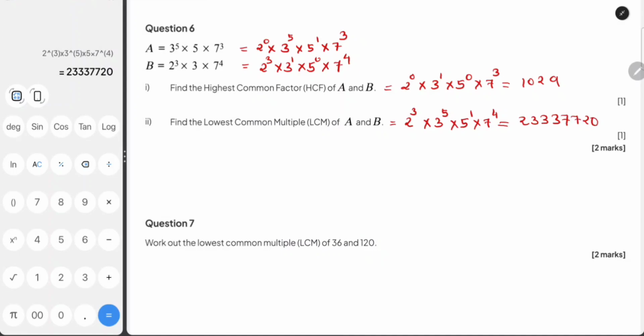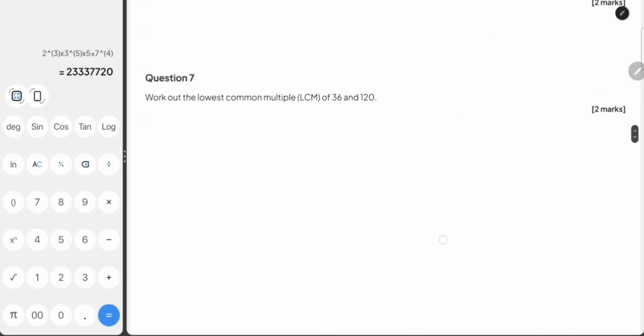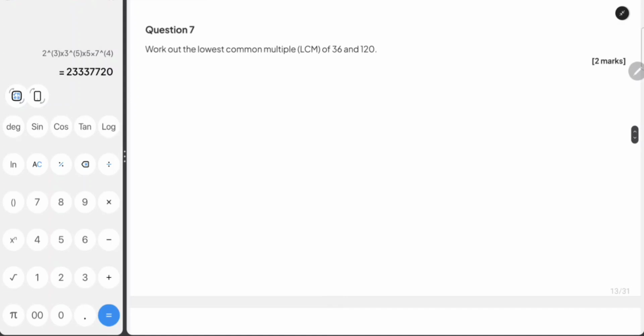23337720. Clear? So the methods are same like P2, but the calculations will be bigger. Work out the LCM of 36 and 120. That's easy. Let's do the prime factorization of 36.